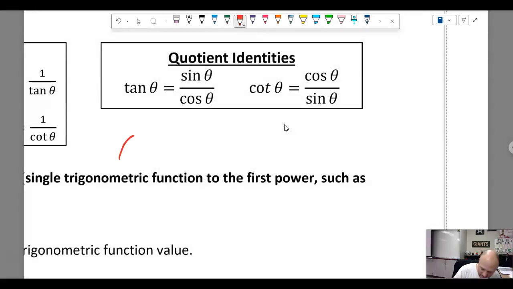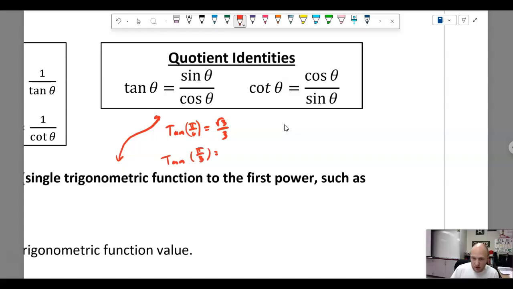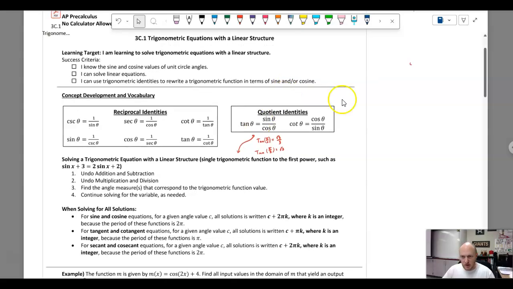For instance, if I have a tangent function like this, I know it's an increasing function. So if I have something like tangent of pi over 6, that's going to give me the smaller value, square root of 3 divided by 3, versus pi over 3, which is the bigger angle. That's going to give me the bigger value. Those are very important things to know how to do.